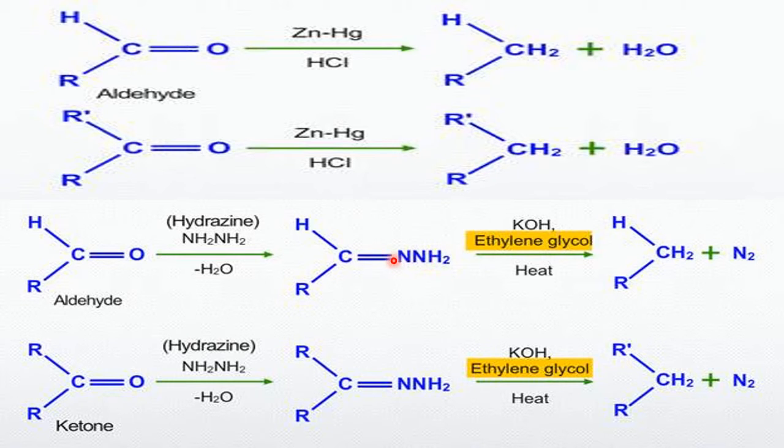Then because this C double bond NN is highly unstable, N2 gas comes out, right? Then we make a CH2. Either you can convert a C double bond O directly to CH2 by using the zinc mercury HCl combination, or using hydrazine you can go via C double bond NNH2. That is the reaction intermediate. They are called unstable species. Thereby, after the liberation of N2 gas, we convert C double bond O into CH2.